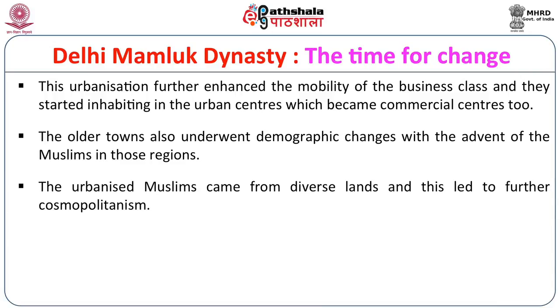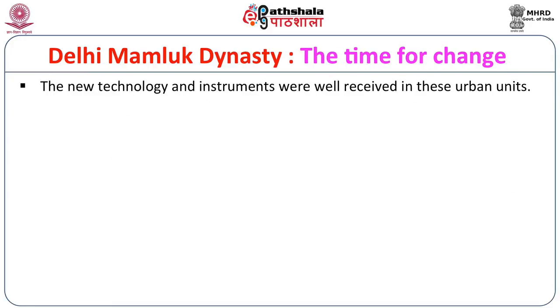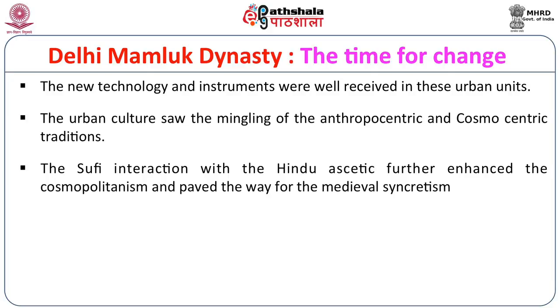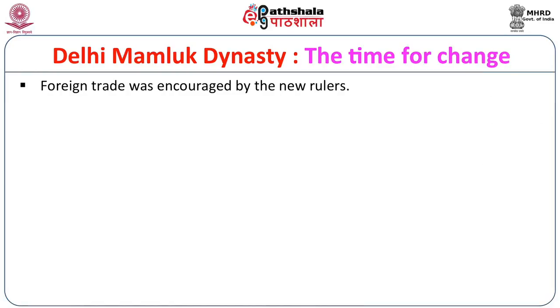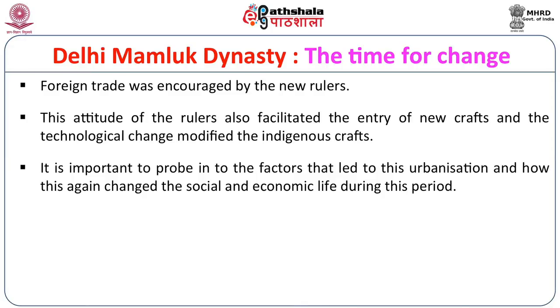The urbanized Muslims came from diverse lands, and this led to further cosmopolitanism. The new technology and instruments were well received in the urban units, and again, this created a space for the urban mind. The urban culture saw the mingling of the anthropocentric and cosmocentric tradition together. The Sufi interaction with the Hindu ascetics further enhanced the cosmopolitanism and paved the way for medieval syncretism, which was urban in its nature. The foreign trade was encouraged by the new rulers. This attitude of the rulers also facilitated the entry of new crafts and technology, which changed and modified the indigenous crafts. It is important to probe into the factors that led to this urbanization and how this again changed the social and economic life during this period.